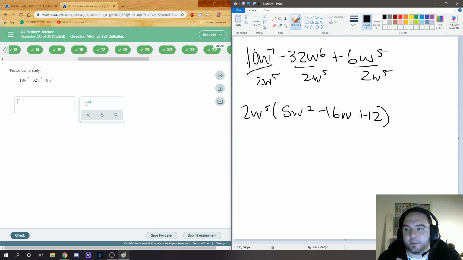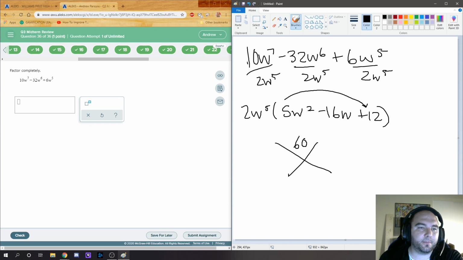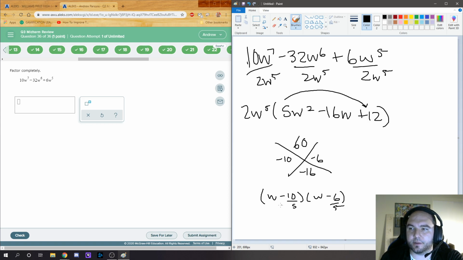Now, I saw people putting stuff like this on the test, and this is a good start, but this is not the end. Could the leftover things in the parentheses here be factored more? Yeah, gotta try it. Pretty sure it can. 5 and 12 multiply to make 60, but add up to negative 16. That's a negative 10 and a negative 6. That's a tricky one. Anyways, the result here is that you get w minus 10, w minus 6. You have to put each of them over 5. I'm using the bottoms up method here. I get w minus 2 and 5w minus 6, as this one has to go up.